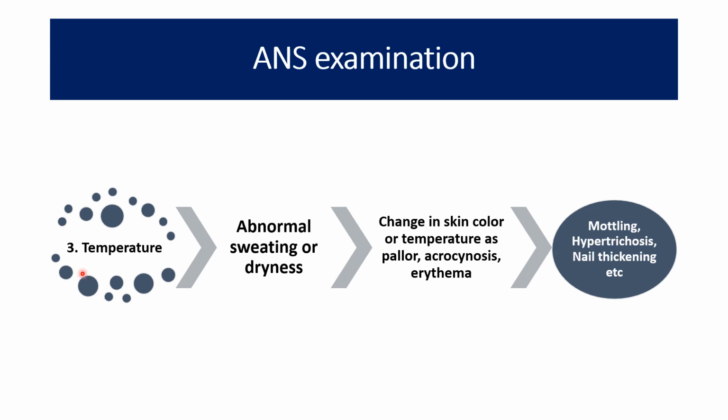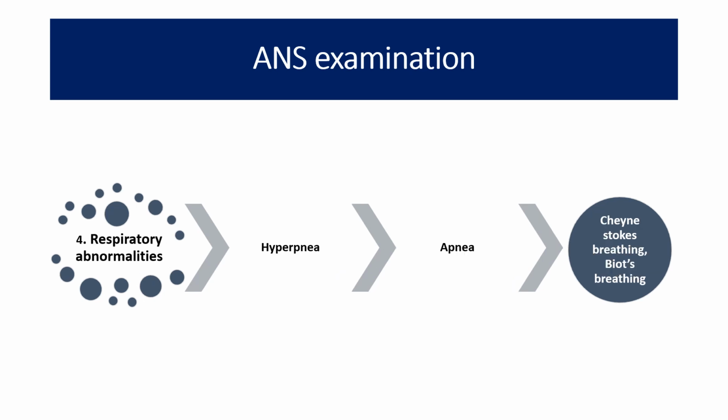Then we have to measure the temperature and observe for various cutaneous signs. The patient will have abnormal sweating or dryness, and it will also alter the temperature. Change in skin color or temperature can lead to pallor, acrocyanosis, erythema. Sometimes mottling, hypertrichosis, nail thickening, all can be features of various cutaneous signs.